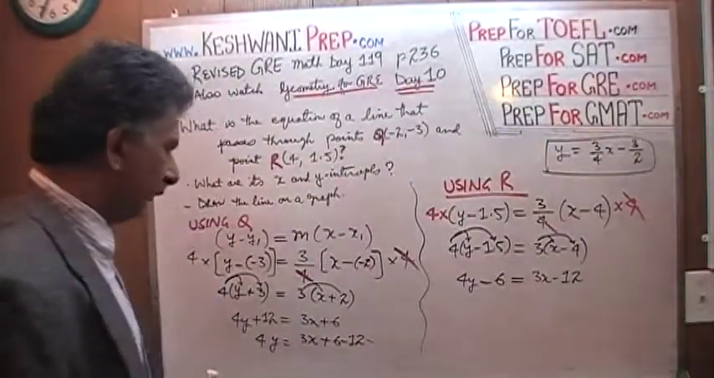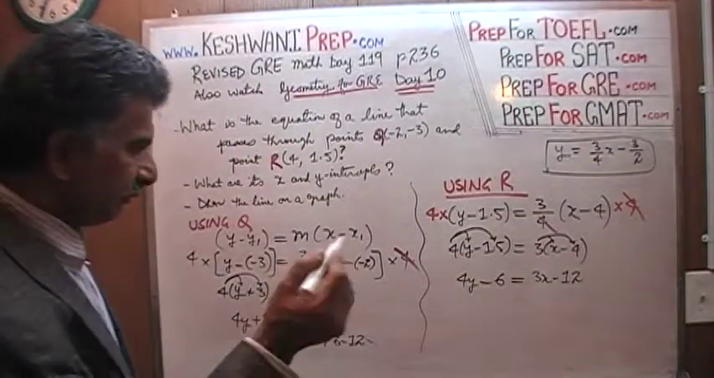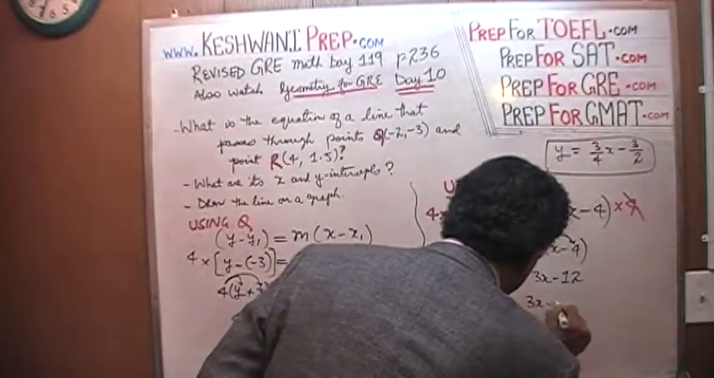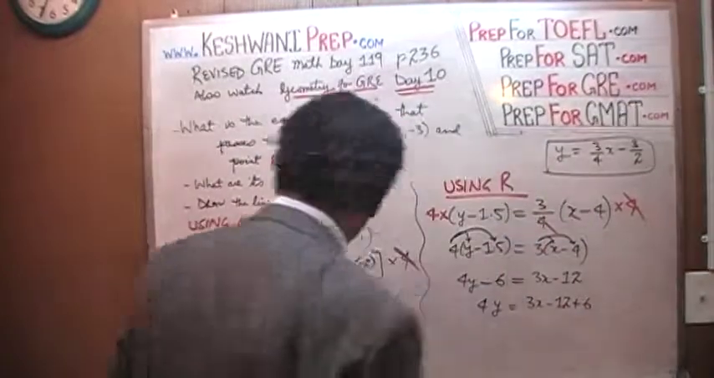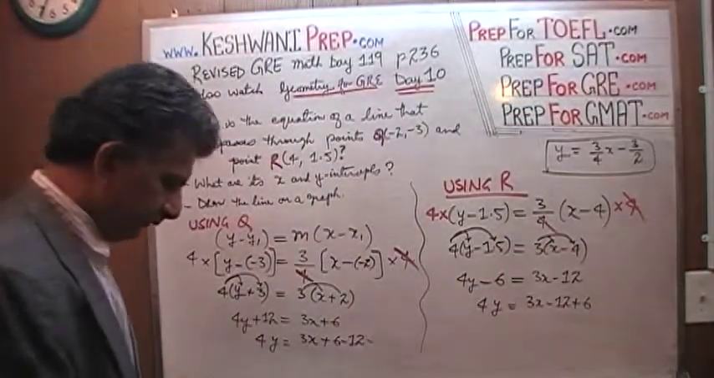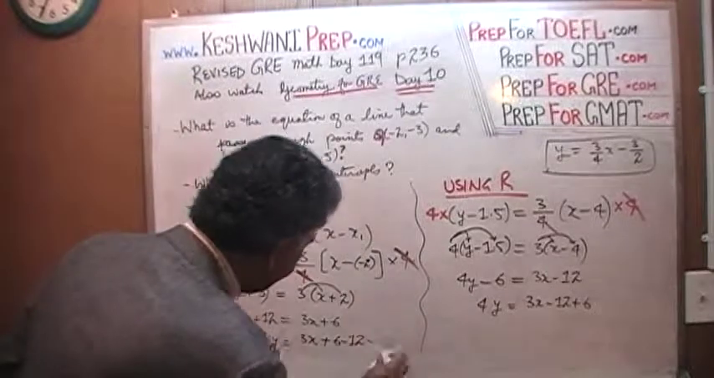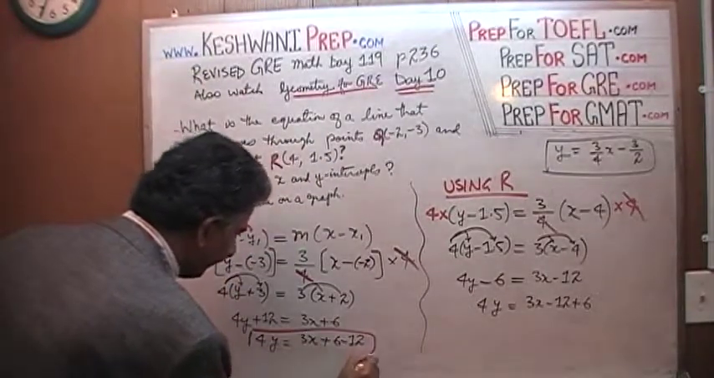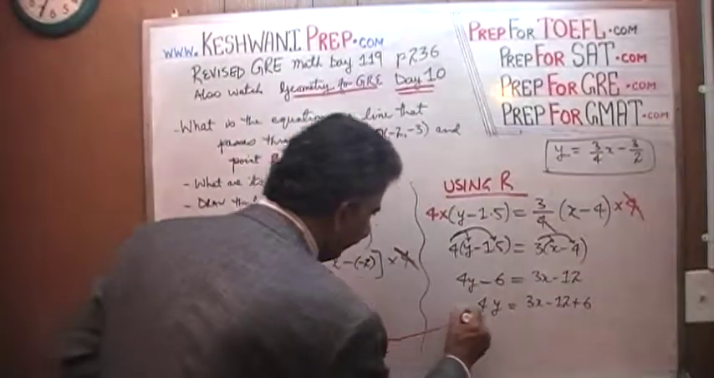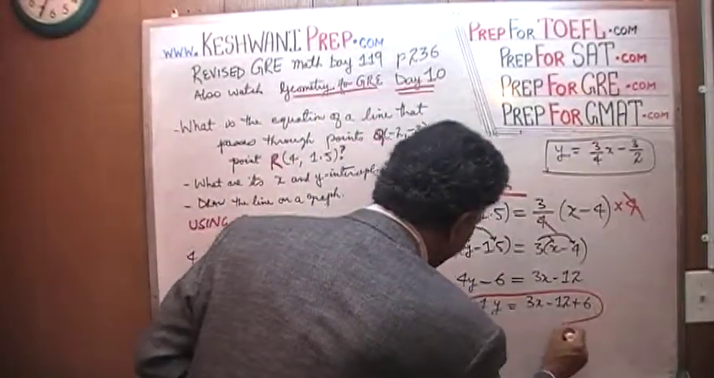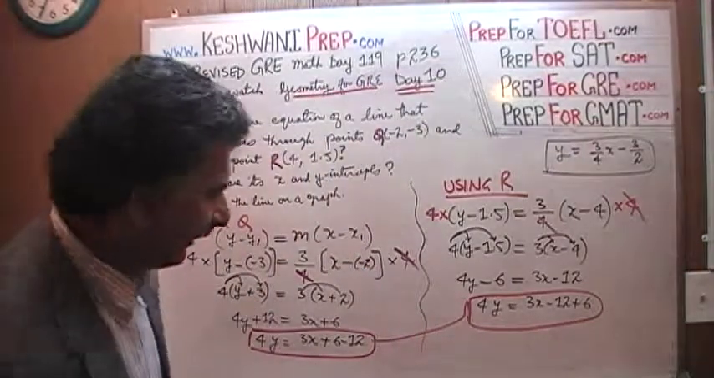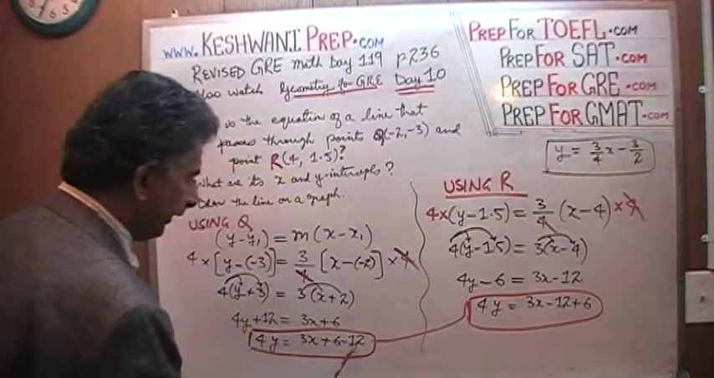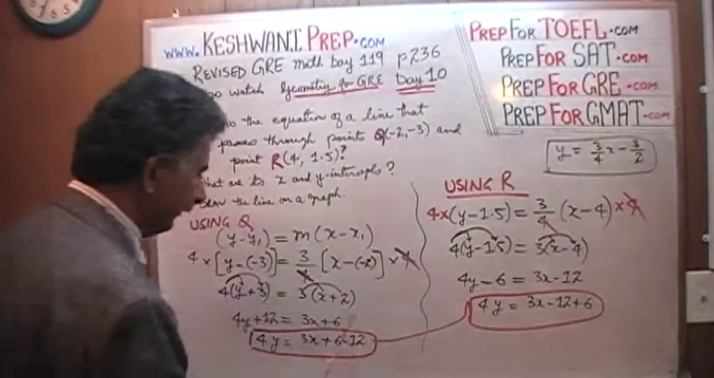Let's see if we're getting the same thing or not. Let's continue. Let's bring the 6 on the other side. So 4y equals 3x minus 12 plus 6. As you can see, this is going to give us this exact same thing. 3x minus 12 and a plus 6. It's the exact same thing.